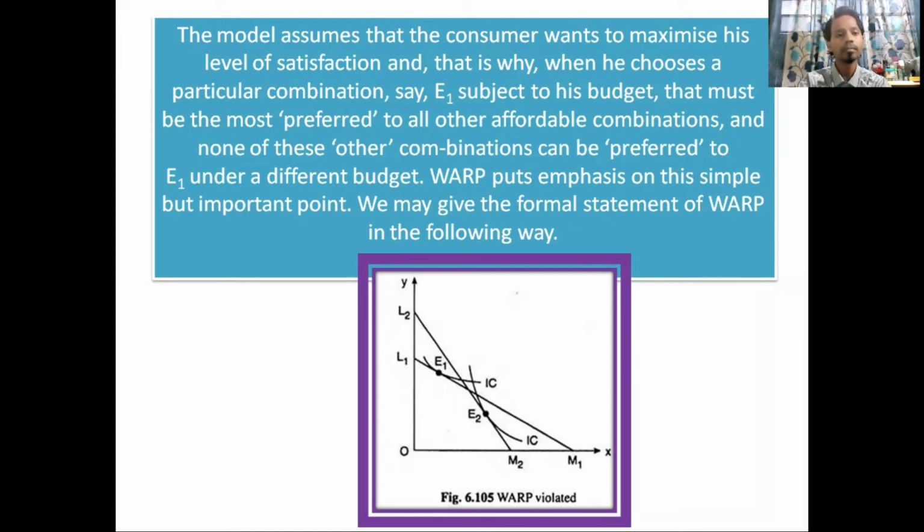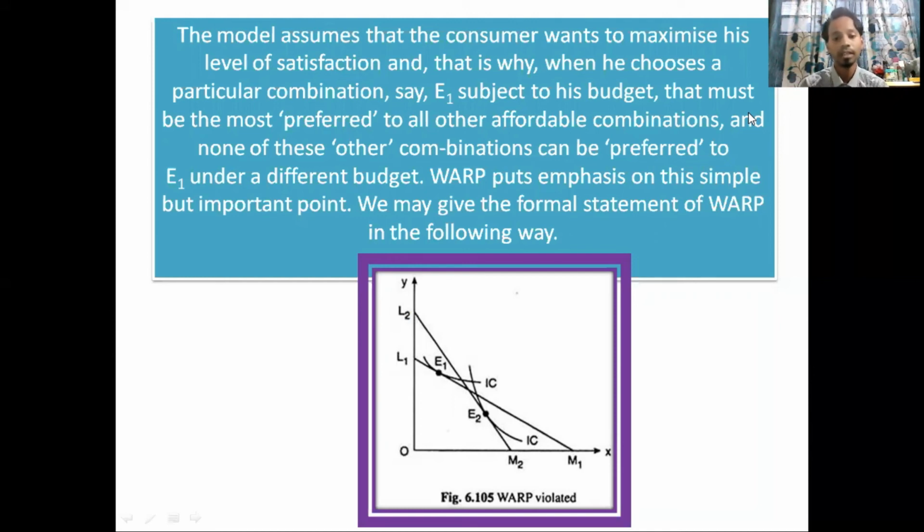That means that the situation here, he prefers or she prefers the most preferable goods to all other affordable combinations, and none of these other combinations can be preferred to even under a different budget. So my dear student, I told you the budget line or the price is fixed here for a product. That's why he is only willing to choose E1 rather than E2, E3 or E4, etc. So WARP puts emphasis on this simple but important point. So here the point is focus.